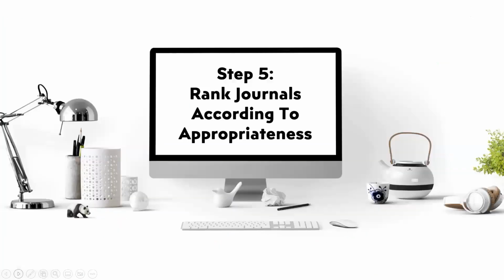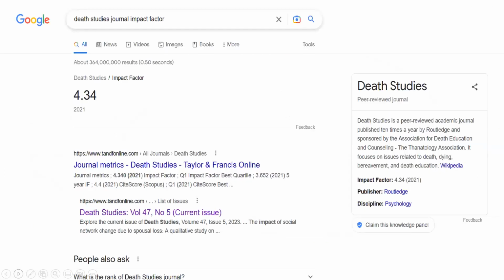Step 5, we should have a bunch of journals now that we want to rank according to appropriateness. So the first thing we rank is impact factor. So impact factor is the average number of times that a journal is cited each year. So for impact factor, we can simply Google the journal name and the words impact factor. Most of the time this will give us an answer. You can alternatively look at the website for the journal and it will tell you the impact factor there. Most disciplines we're aiming for an impact factor above 1 at a minimum, but speak to your supervisor about what your discipline is looking for as a bare minimum.